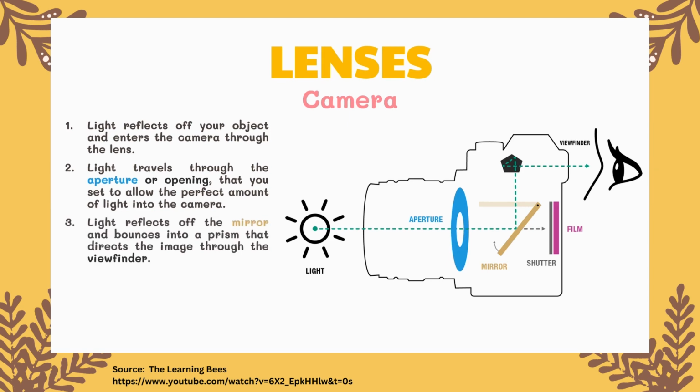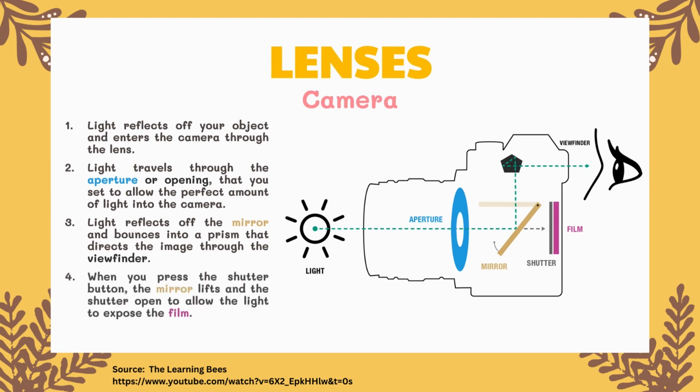Then, light reflects off the mirror and bounces into a prism that directs the image through the viewfinder. When you press the shutter button, the mirror lifts and the shutter opens to allow the light to expose the film.